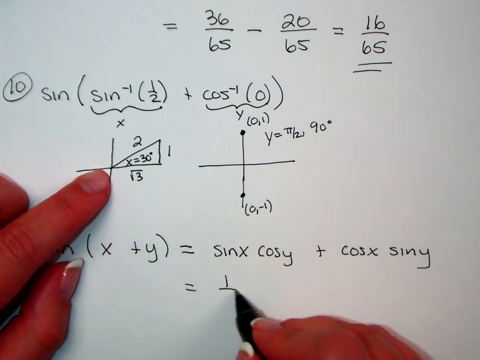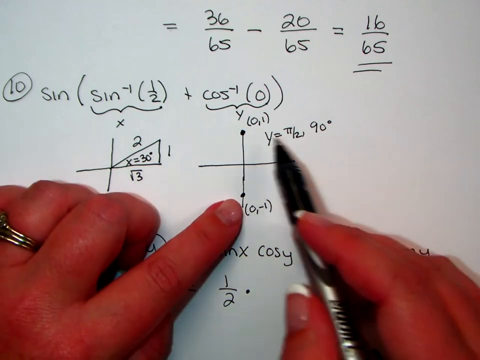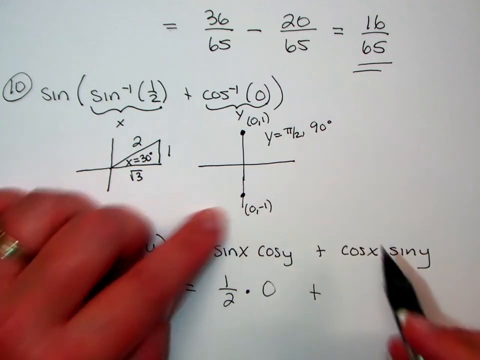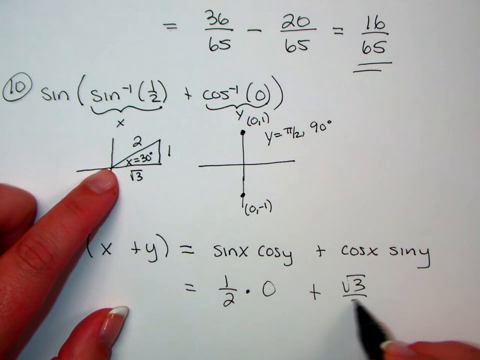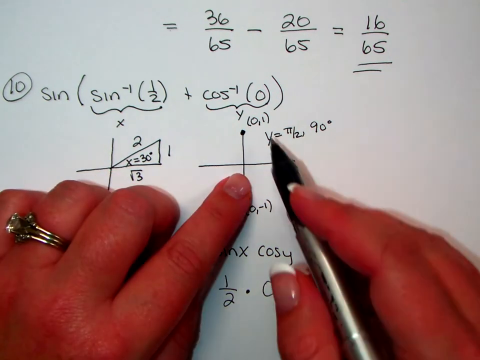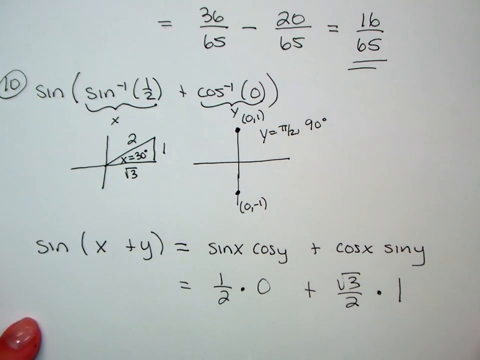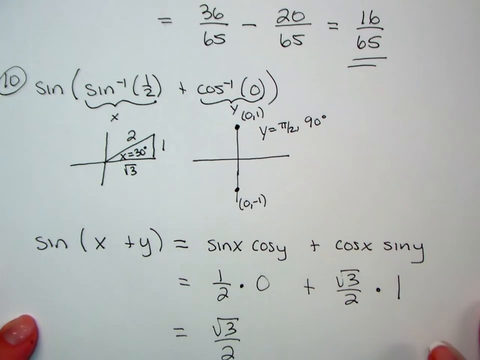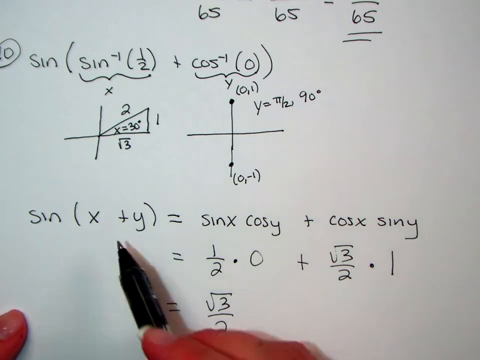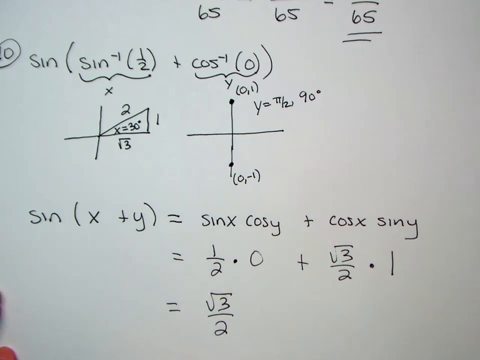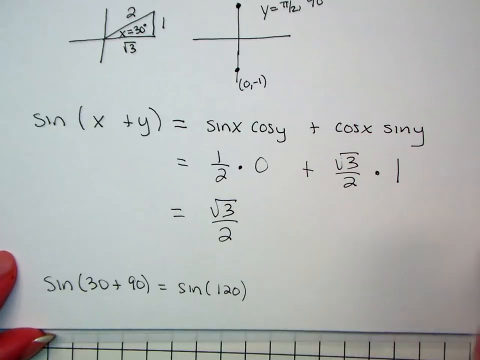Sine of x, 1/2. Cosine of y, 0. Cosine of x, rad 3 over 2. Sine of y, 1. So then we're going to get, as an answer, rad 3 over 2. Which would have been the same thing: sine of 30 plus 90 is sine of 120. And if you go look on your unit circle, sine of 120 should be rad 3 over 2.